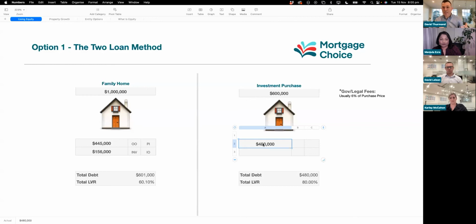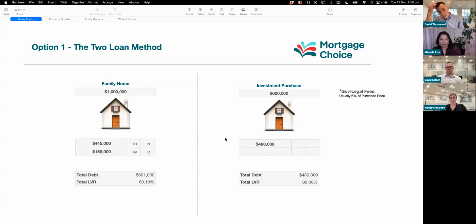All right, so there's a method to the madness. We want to keep these loans separate. And you notice this big gray line here. That's there on purpose. It shows that we are not cross-securing anything. So this property is only securing this loan. This property is only securing these two loans.